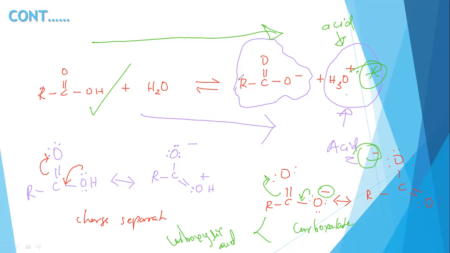Why is it so? Your carboxylate ion is more stable. The resonance stability is higher than your carboxylic acid. That's why the forward reaction is more favorable. So this means the acidity of the carboxylic acid is high. Is it clear? This is another way of explanation.